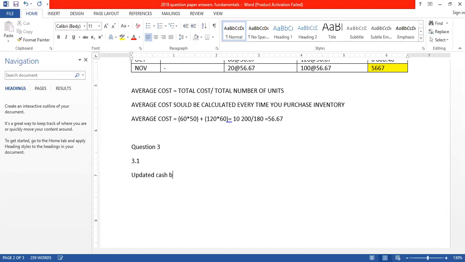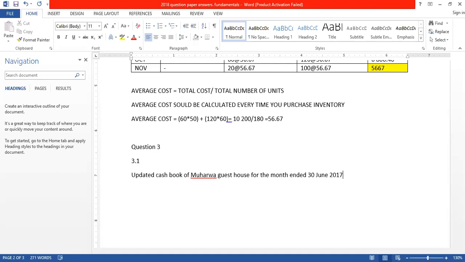cash book of Muharwa Guest House for the month ended, and this month ended on the 30th of June 2017. 30th of June 2017. Okay. Now that is the first thing.